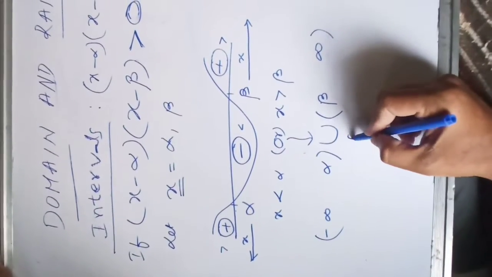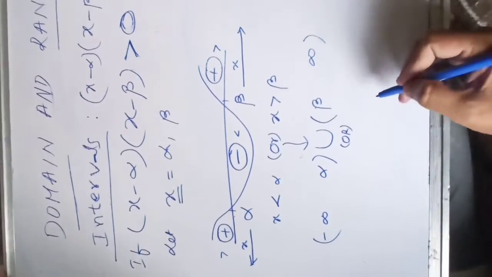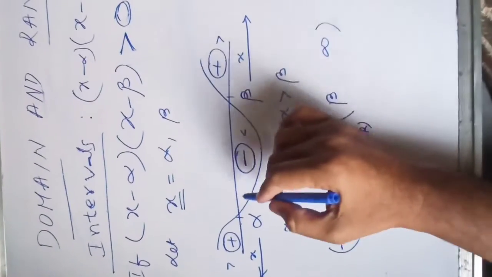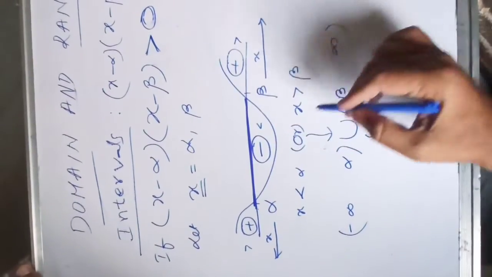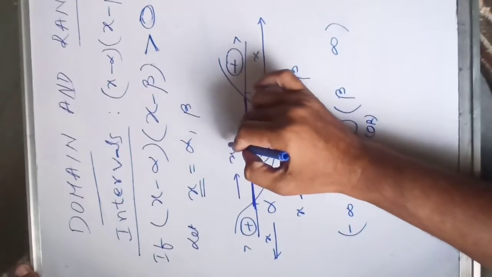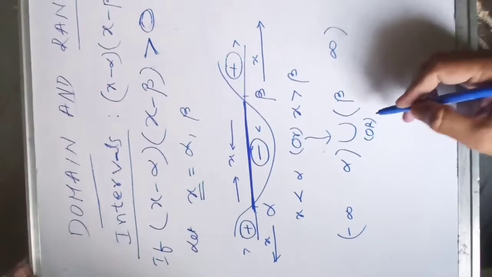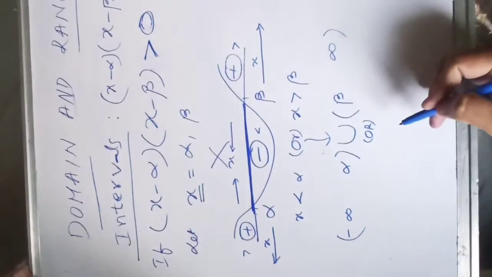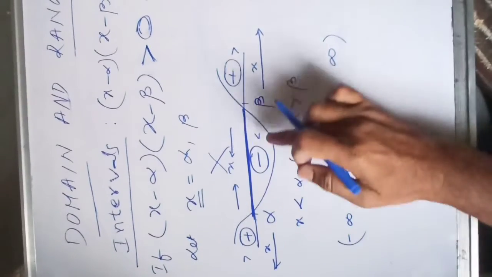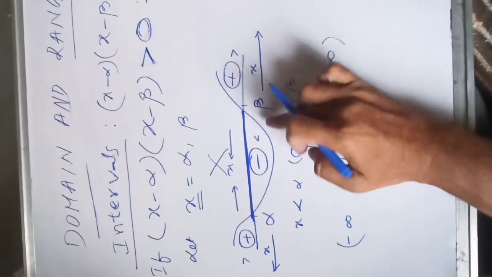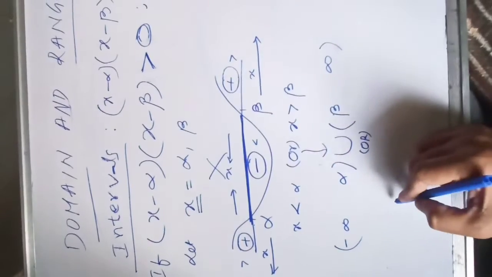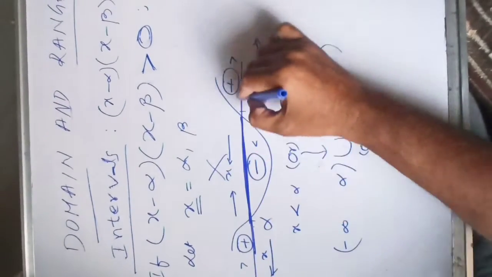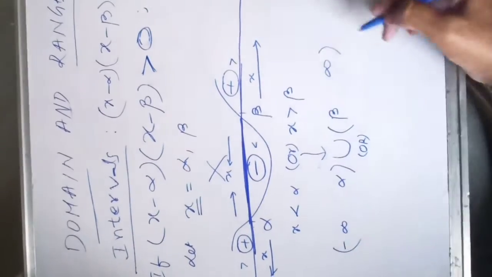This answer we can also write this way: we are not taking any value between alpha and beta. So there is no x value between alpha and beta. We are deleting the alpha value, the beta value, and everything between alpha and beta from the total line, which we consider as the real number line.